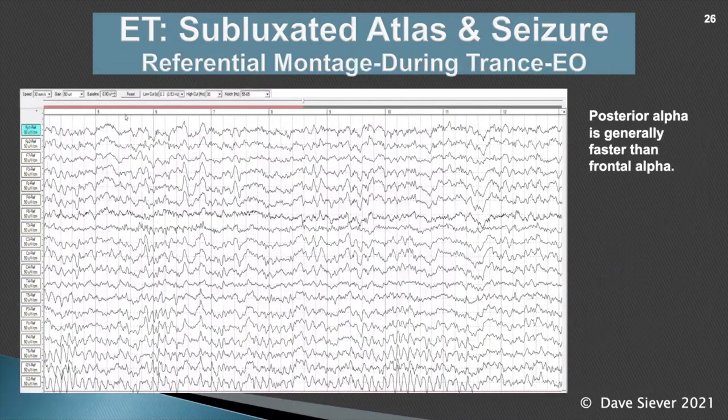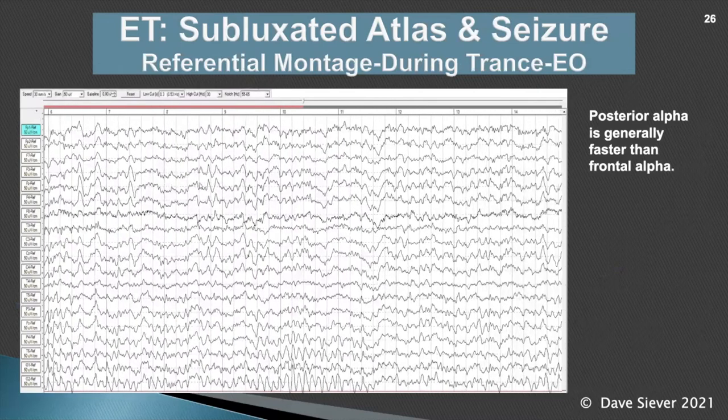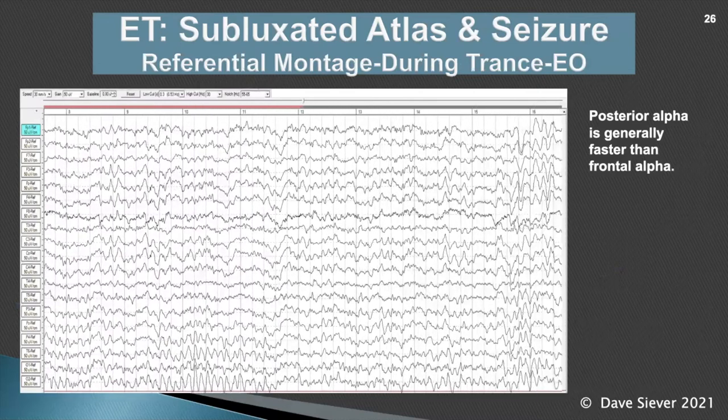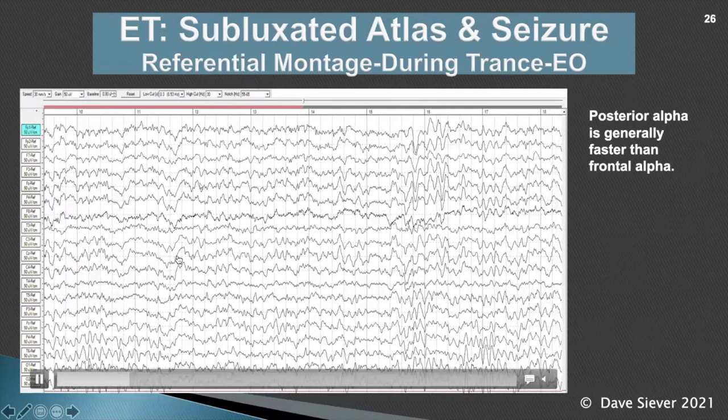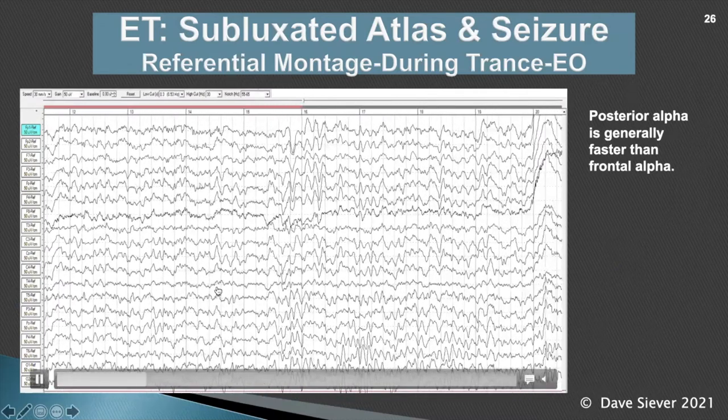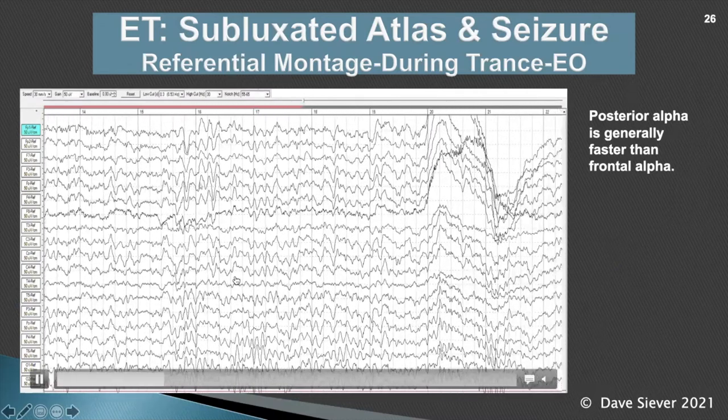Now, here is his trance. Now, with the trance, you'll see different things. Look at this here. We see some rolling delta going on in his trance. We see quite a misalignment of the alpha spindles.